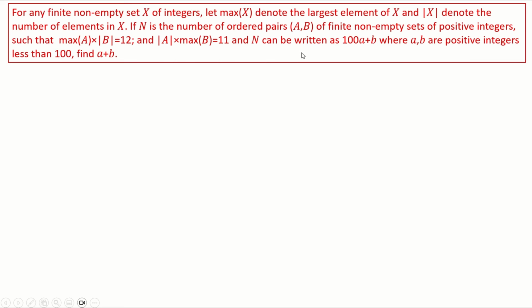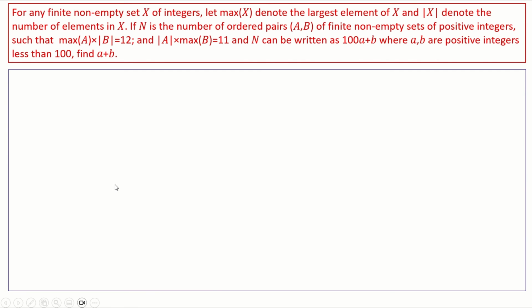Let's find out first n and then we can understand this. This is very simple. So first understand the question. There are two cases, right? Case 1 is where absolute A into max of B equal to 11. Let's take this one. This is the case 1. So that means absolute A equal to 1 and max of B equal to 11. This is what I want to take.